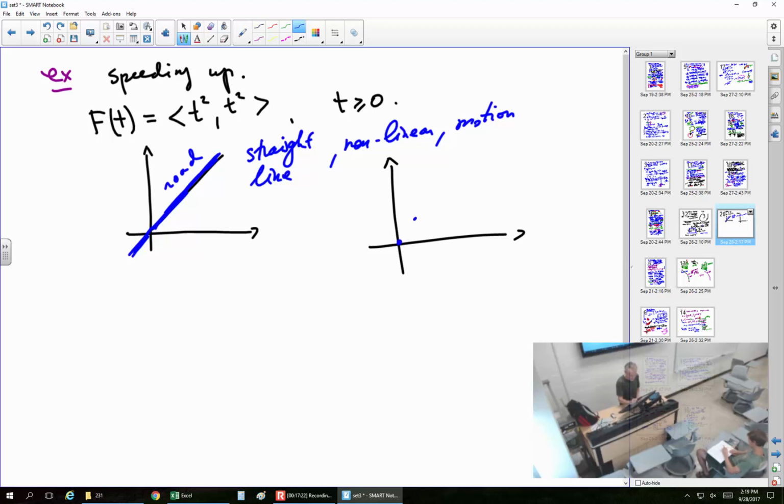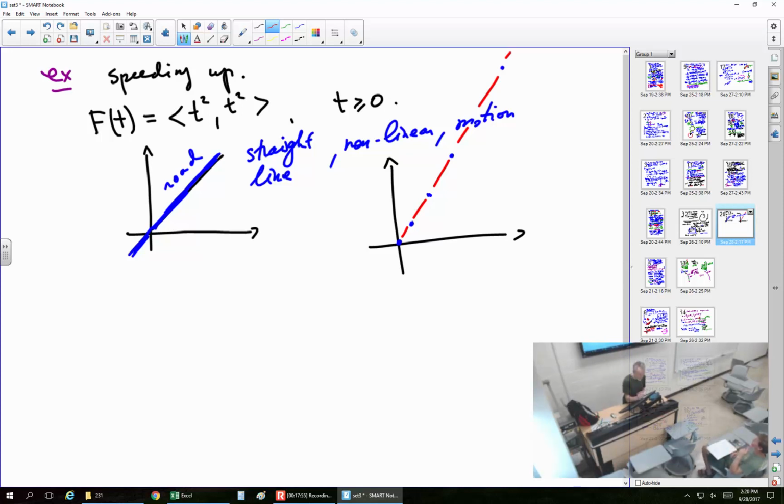So 0, 1, and then the unit of time is the same, but the distance, no, that is slowing down. I'm sorry. And then I'm making bigger and bigger leaps every second. So this is the first leap, and then I make a bigger one, and a bigger one, and a bigger one. Once again, the leaps are getting bigger and bigger and bigger.